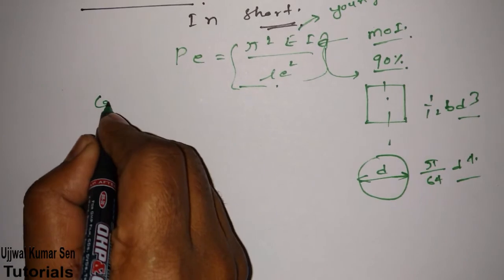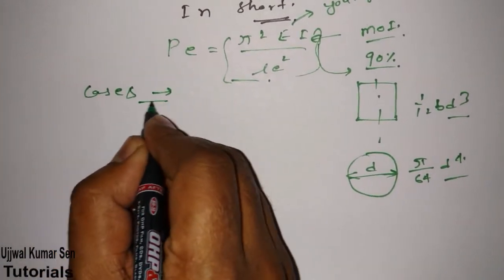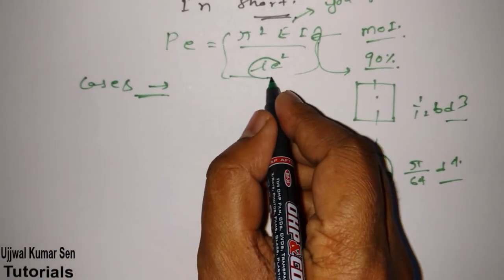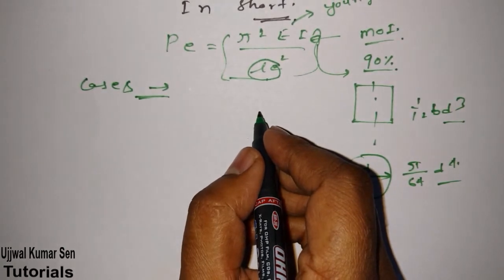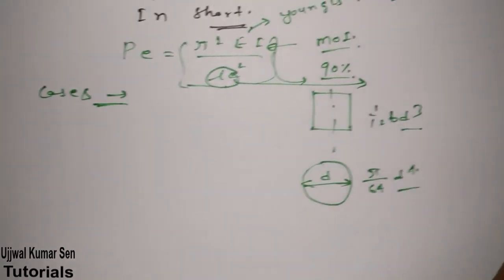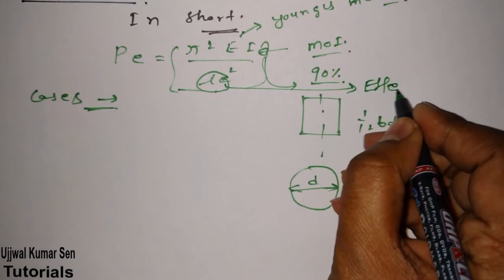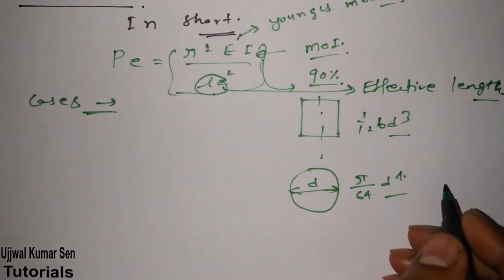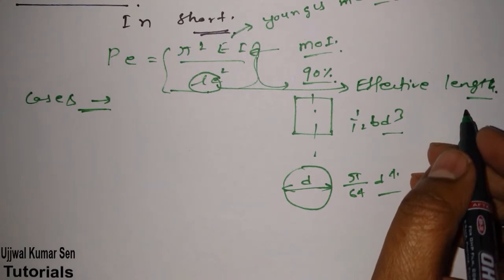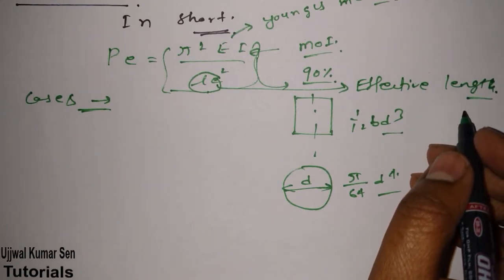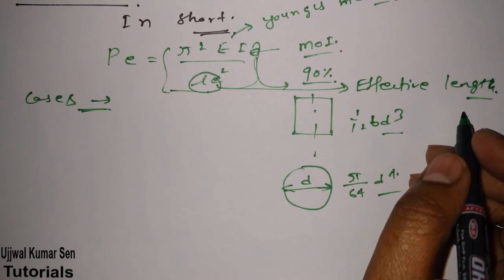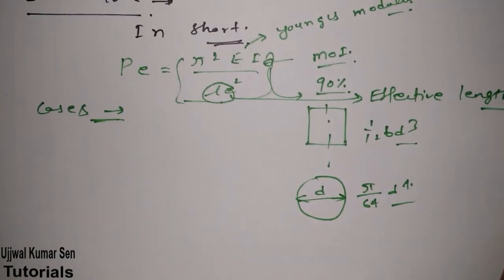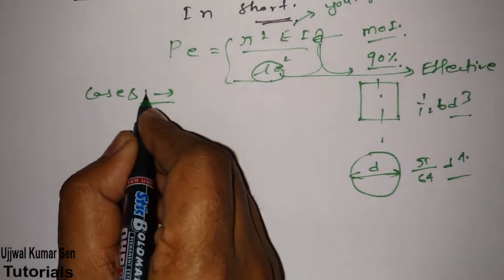Now what are the cases? That is also important, because based on this LE is decided. So what is LE? Basically effective length. There is a difference between effective length and length. In case of effective length, we have to see the condition of the given problem. So what kind of condition? Those are under cases.